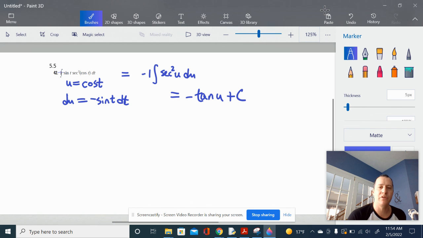We just don't want to leave it like this because there was no u in the original problem. So we sub back in the cosine of t. That's it.